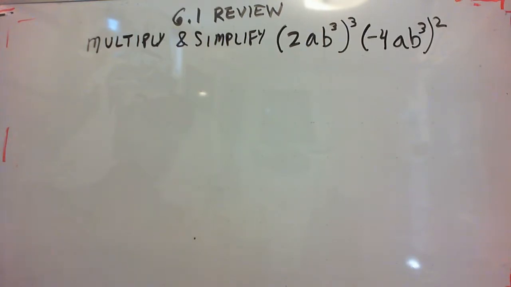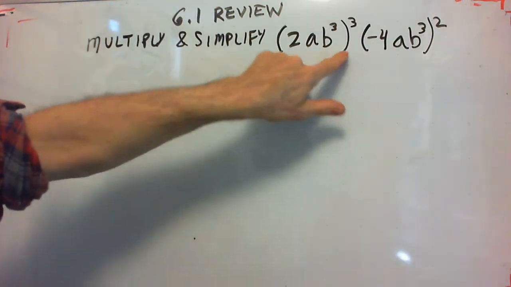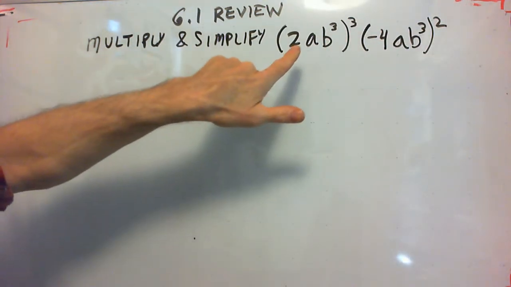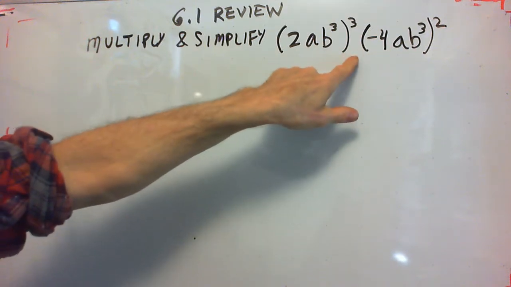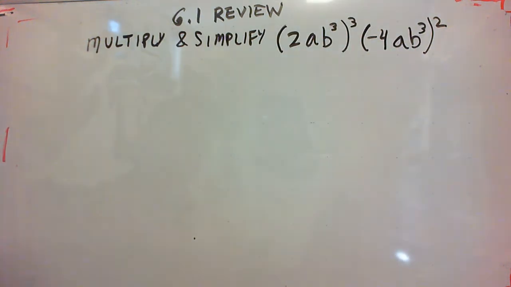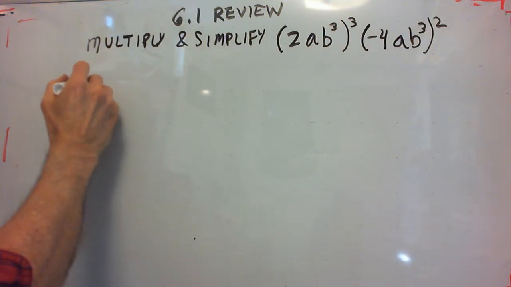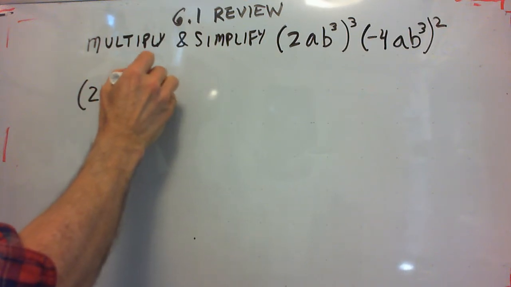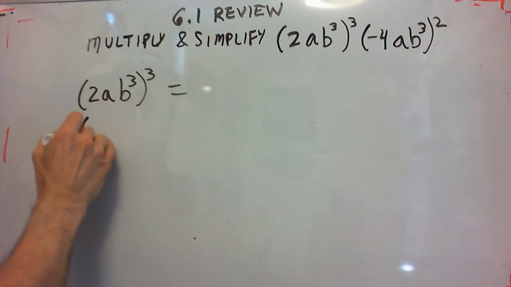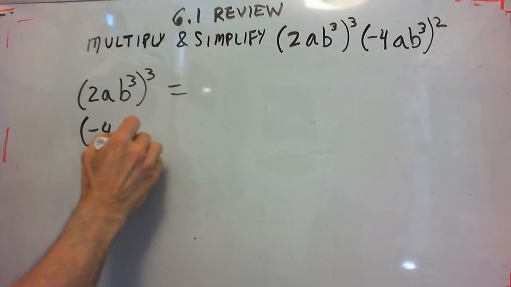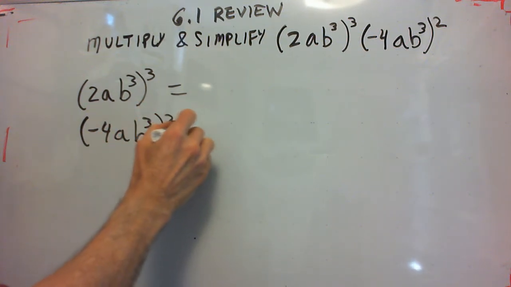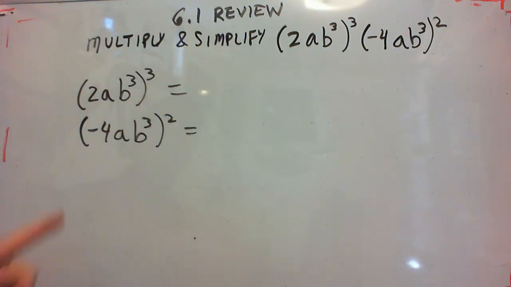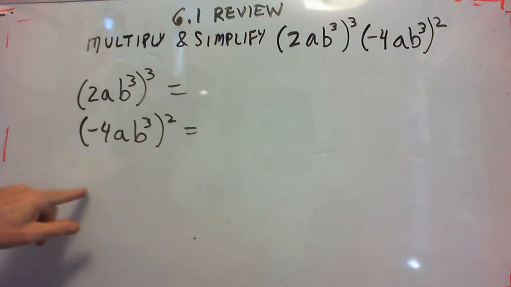Okay, in the next problem, kind of like the last problem, except we have 2 quantities that are raised to powers, and then we take those 2 results and multiply them together to get a final result. So what you want to do here is do the 2ab cubed to the third equals, do the negative 4ab cubed squared equals, obtain those 2 results, then multiply them together.